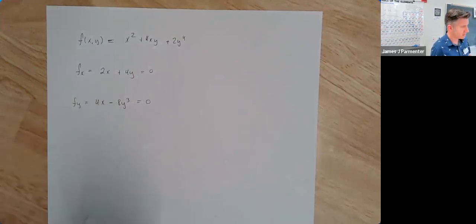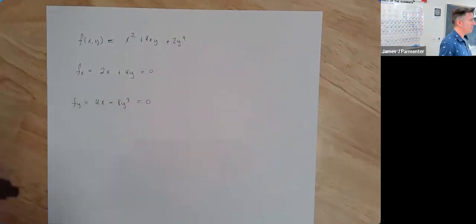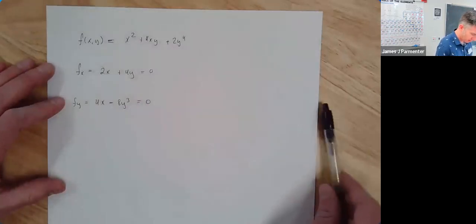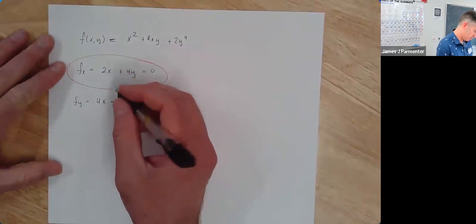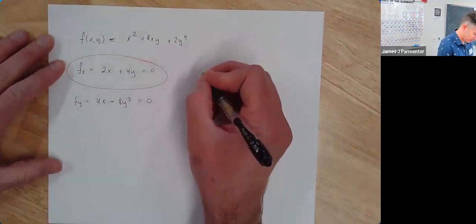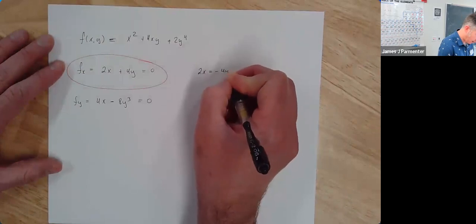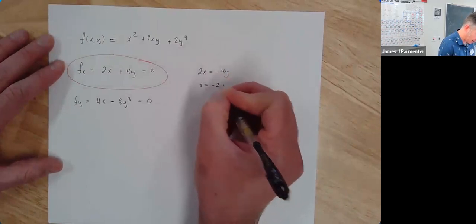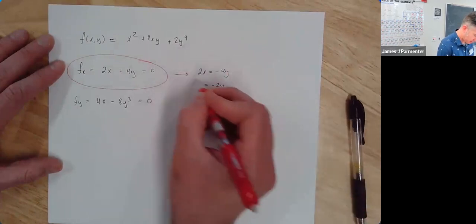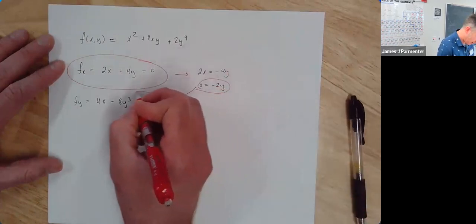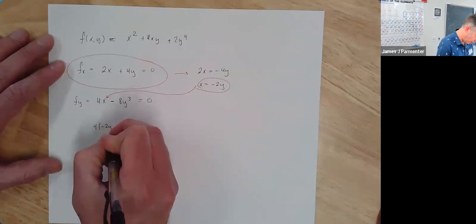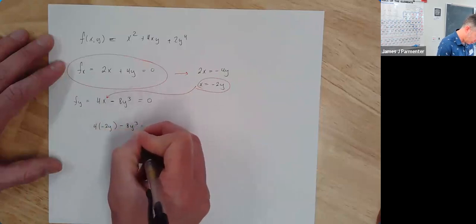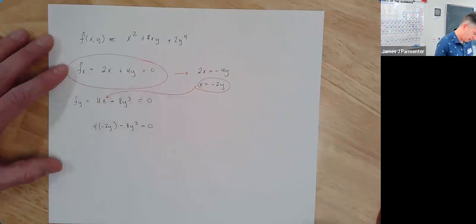If you don't get any obvious solutions, the next thing to do is to solve one of them, usually the easier one, meaning the one that looks less complicated. I'm going to look at this one here. What I mean by solve is isolate either x or y. I'm going to isolate x. I'm going to say that 2x equals negative 4y, so x equals negative 2y. Then I'm going to plug that in for x in my other equation. Plugging that in, I have 4 times negative 2y minus 8y cubed equal to 0. Wow, how'd I get a minus sign?